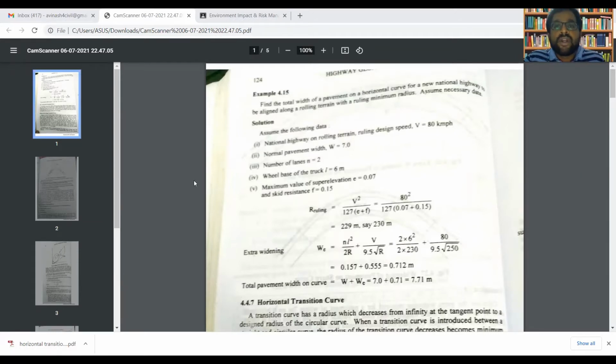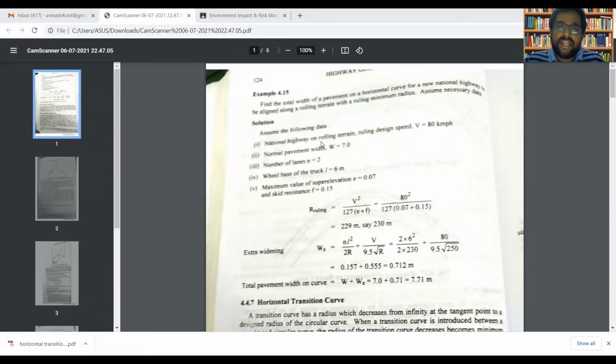So the question is, find the total width of a pavement on a horizontal curve for a new highway to be aligned along a rolling terrain with a rolling minimum radius. Assume necessary data. So here you are asked to find out the total width of a pavement, okay? And the given data include design speed. Assume necessary data. It is given that you can assume the necessary data.